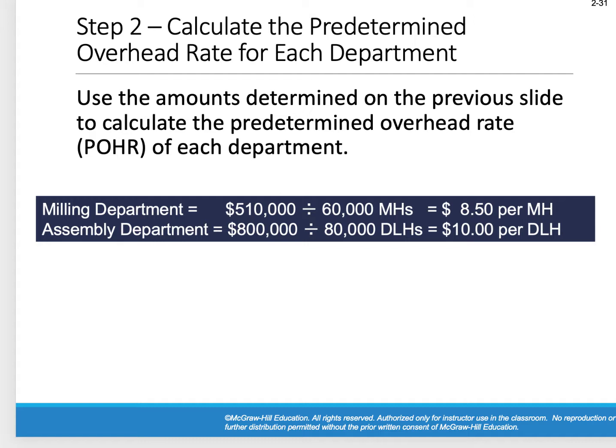For the assembly department, we do the same exact thing, right? What are our total estimated manufacturing overhead costs? $800,000. We divide that by the estimated total cost driver. In this case, it's 80,000 direct labor hours. We divide the two, and we see that for the assembly department, we apply manufacturing overhead at a rate of $10 per direct labor hour used. Okay?